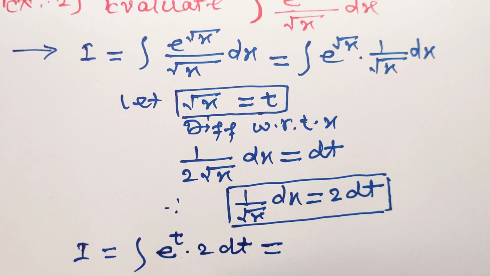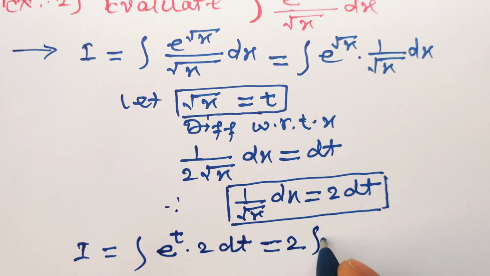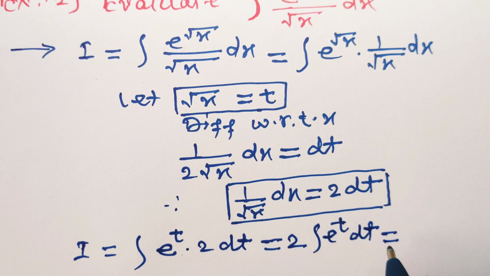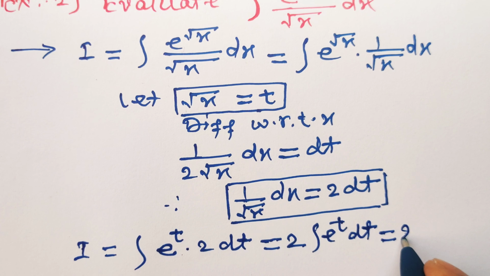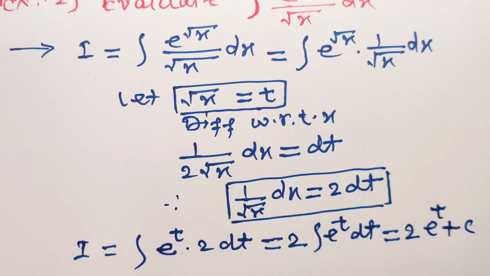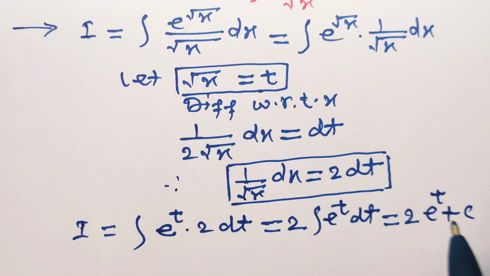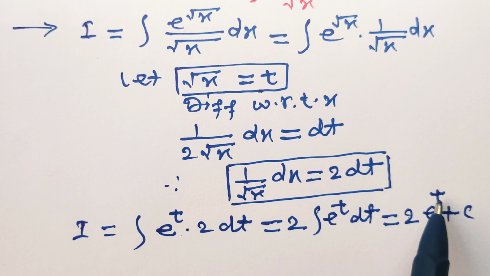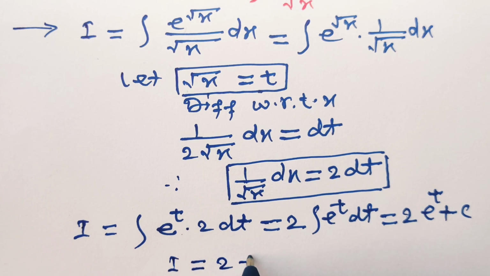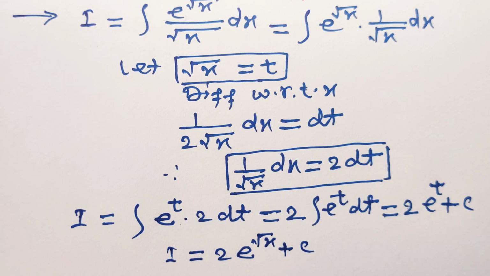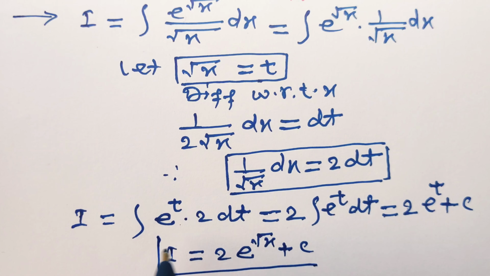Taking 2 outside this integral sign, 2 into integral of e to the power t dt. And you know, integral of e to the power t with respect to t is e to the power t. 2 e to the power t plus integral constant c. This is the value of this integral, but this is in new variable and our assumption is t is equal to square root of x. Replace t by square root of x, hence I is equal to 2 times e to the power root x plus integral constant c. And this is the value of the given integral in old variable.